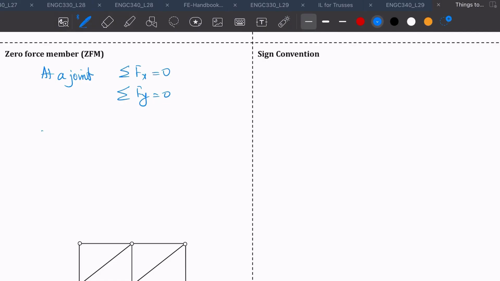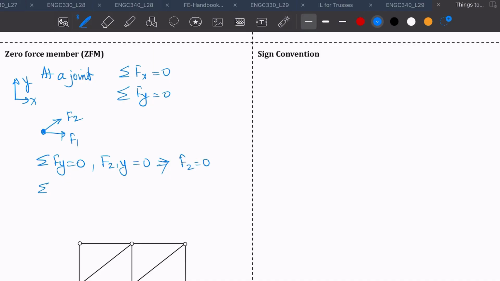So now the condition is, if at a joint you have two forces, let's say this is F1, this is F2, and we know this is your x, this is your y. If you use summation of Fy equal to 0, then you'll see F2y is equal to 0, which means F2 equal to 0. And if you take summation of Fx equal to 0, then you have F2x plus F1 has to be equal to 0, and because F2x is 0, that means F1 is equal to 0.